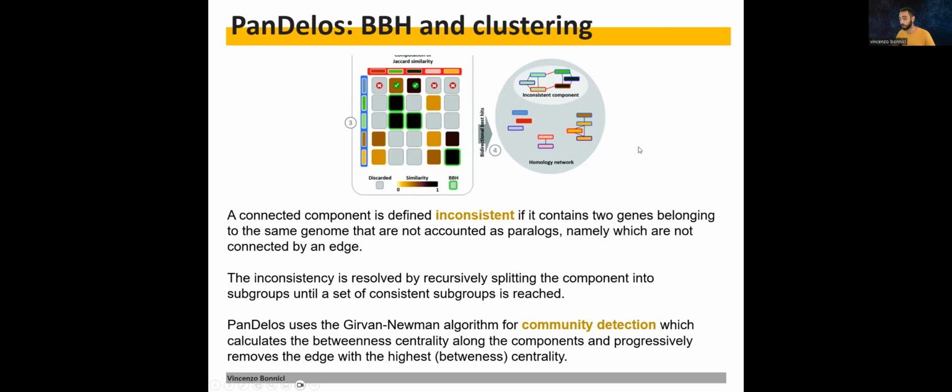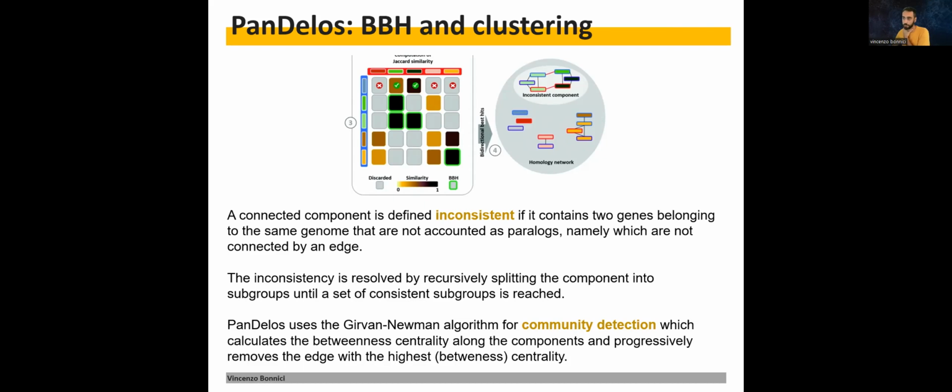So a connected component is defined inconsistent if it contains two edges belonging to the same genome that are not accounted as paralogs. In fact, before this step, we have to take into account that we do the same 2x2 genome analysis, and here, for example, we compare the blue genome with the blue genome itself in order to discover the paralogs, and there is an ad hoc procedure for discovering these paralogs.